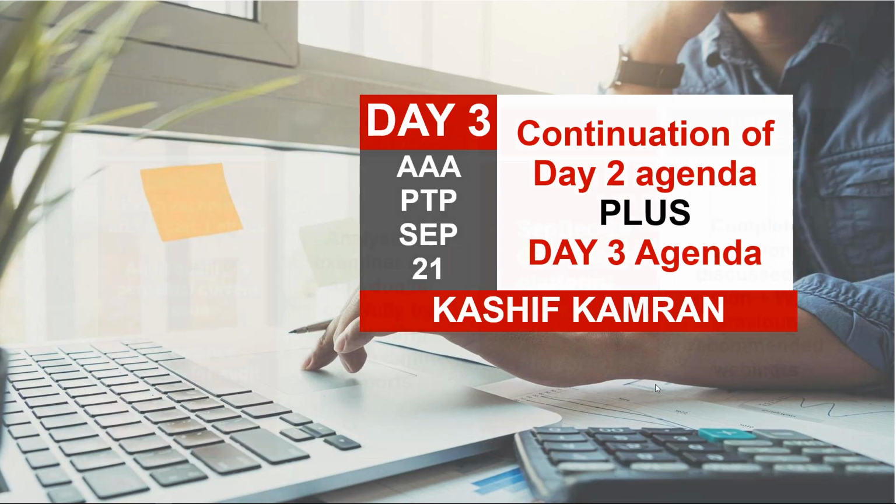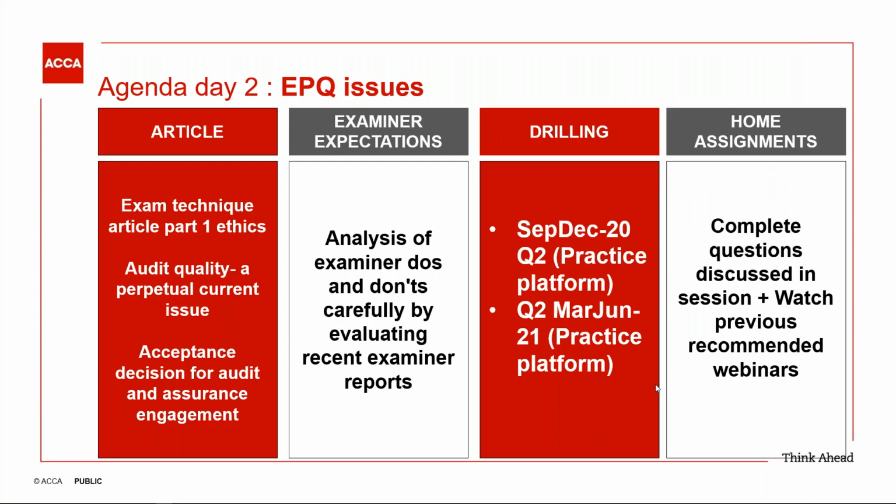Yesterday on day 2, towards the end of the day, we started discussing the ethical, professional, and quality control issues. I recommended some articles to read, and we particularly started with a drill of the March-June 21 question number 2, and that's what I will be continuing today initially in my session. Just before that, in the session yesterday, I read the examiner report with you from the recent exam, June 21, and we found some very constructive criticism of the examiner when it comes to writing the quality control issue in the exam paper.